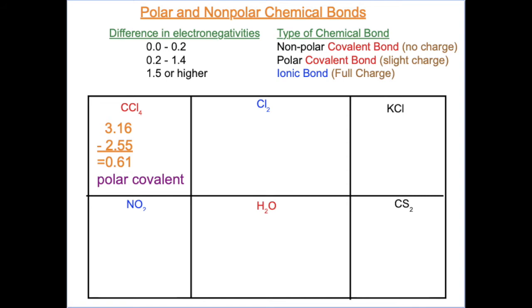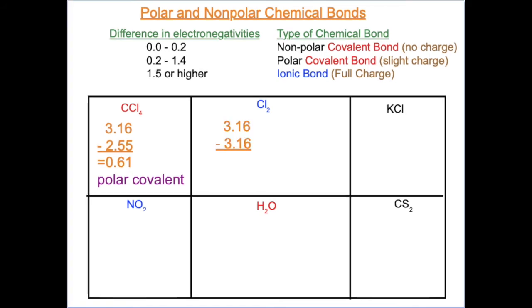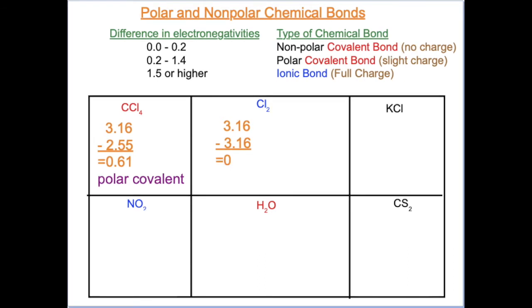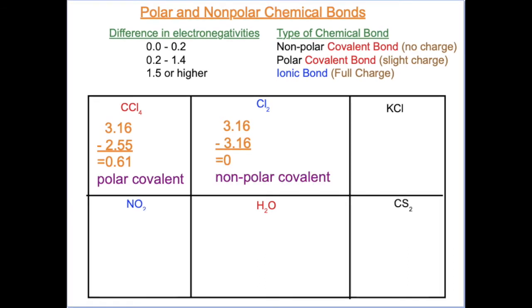In the second example, 2 chlorines are bonding together. We would call this a diatomic molecule. Now both chlorines have an electronegativity of 3.16. When you subtract, you get 0. That means that these form a nonpolar covalent bond.